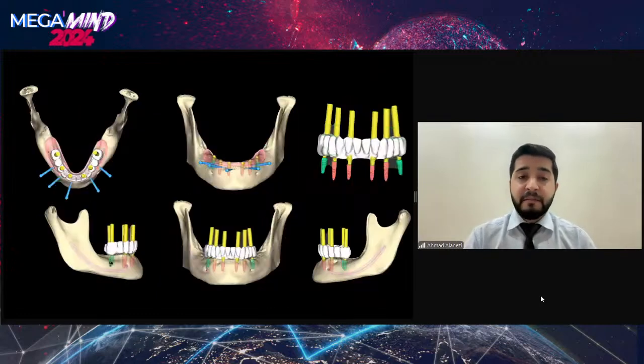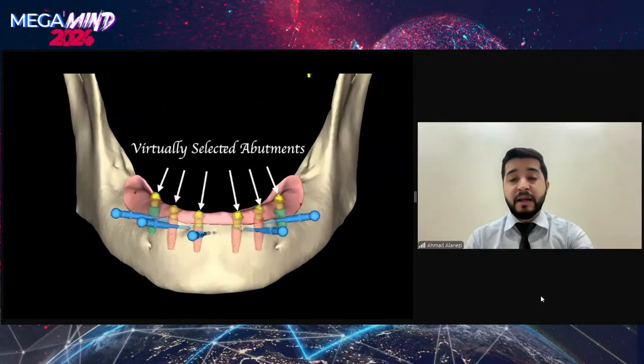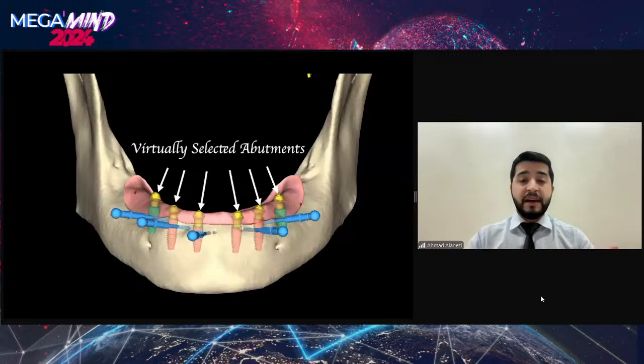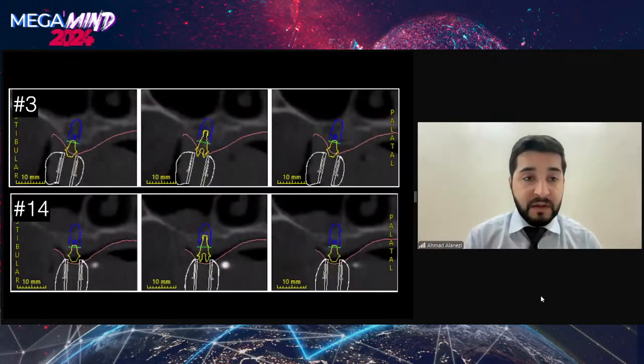Same thing in the mandible, and I want to show you how the SRAs are virtually selected. So during the surgery, you don't have to waste or use multiple SRAs just for a single site. That was one of the main benefits of having virtually selected abutments.